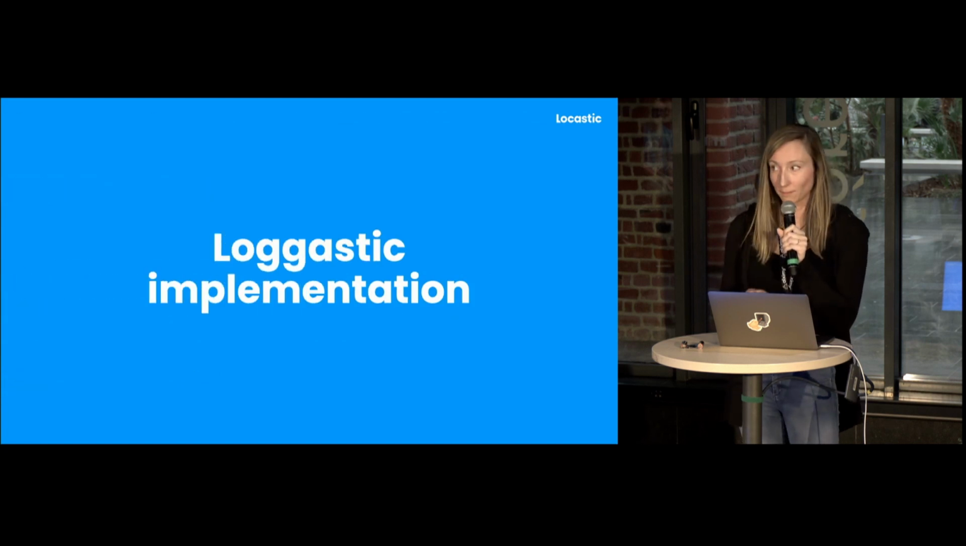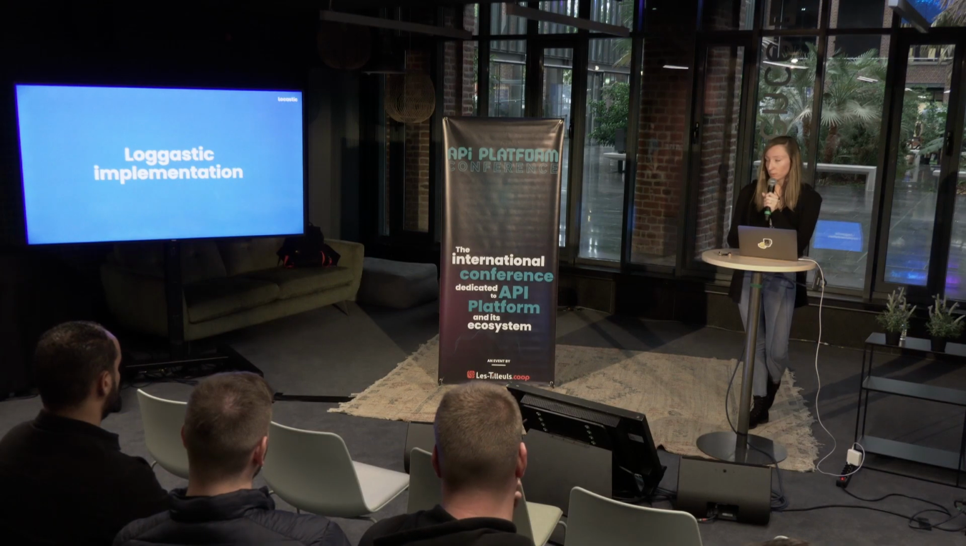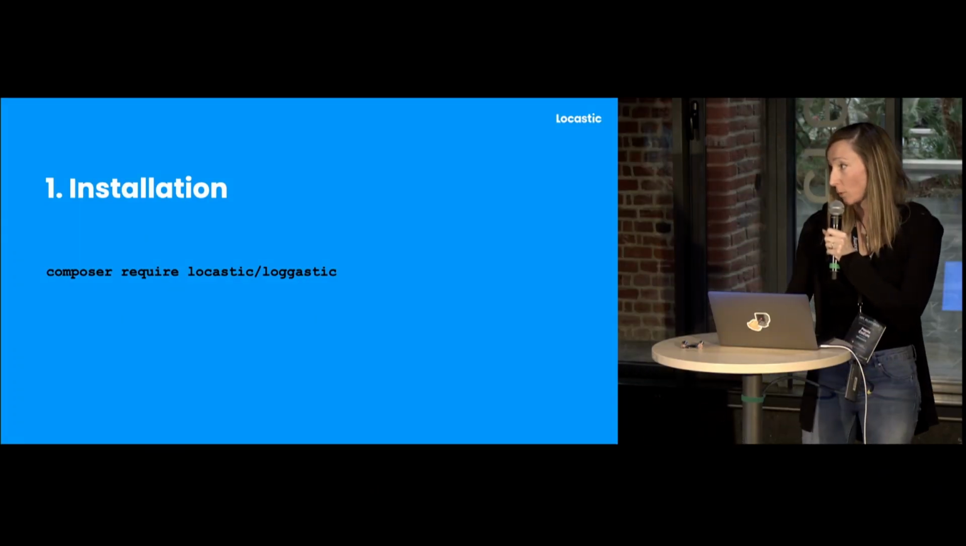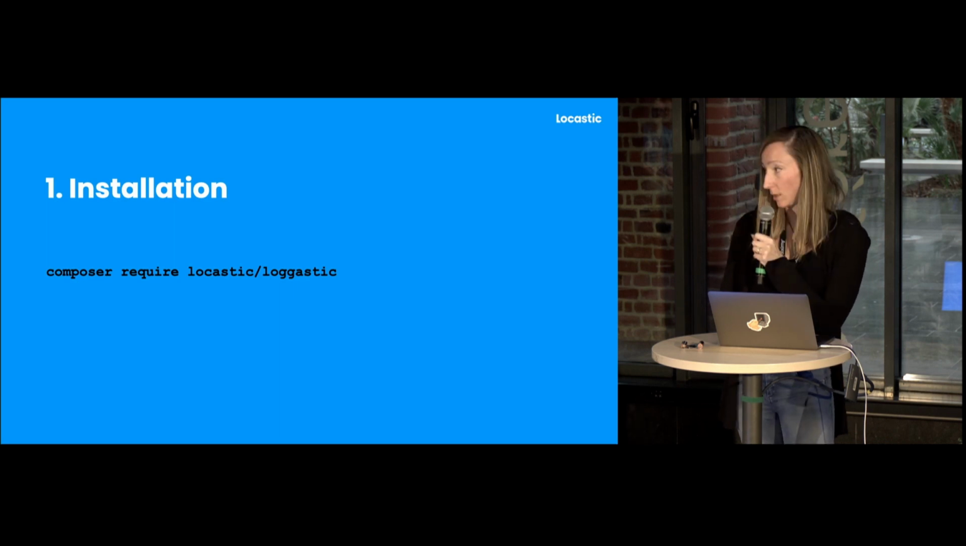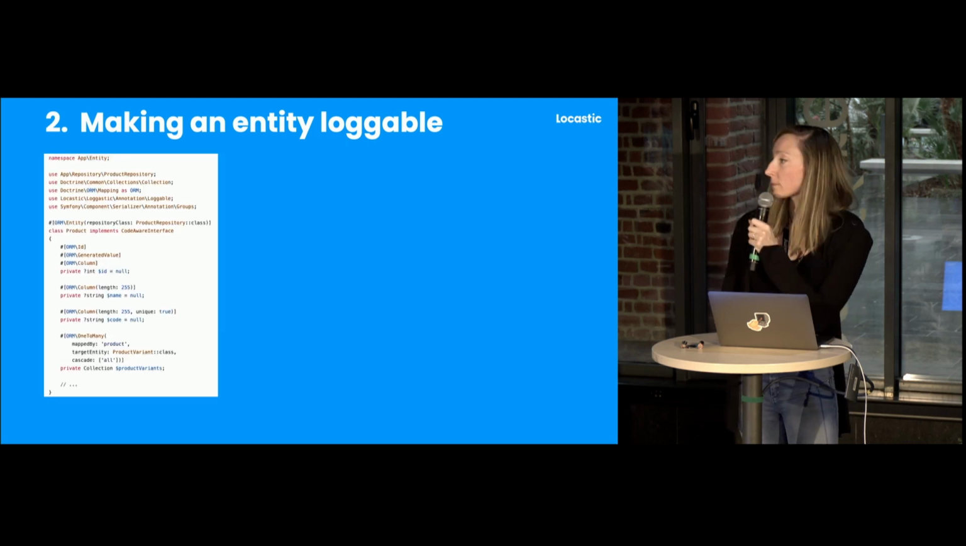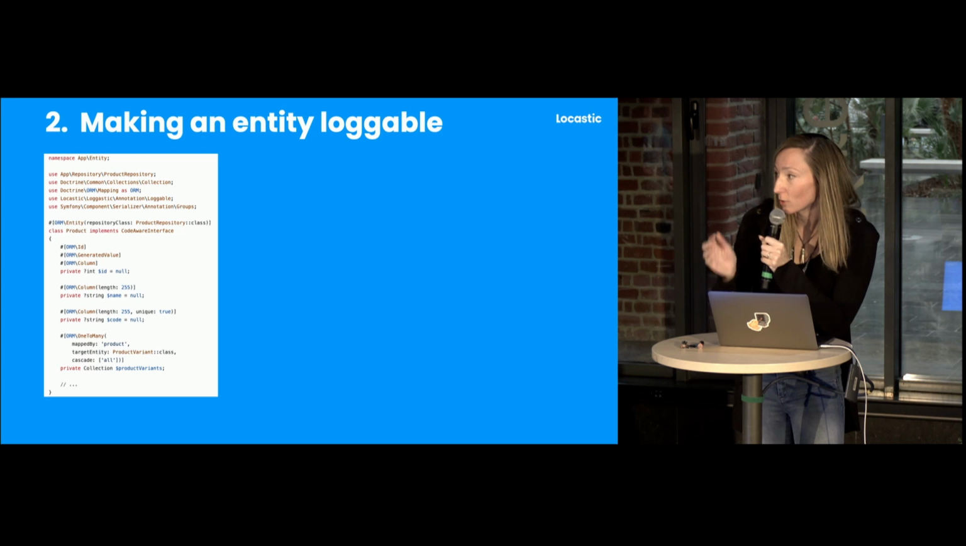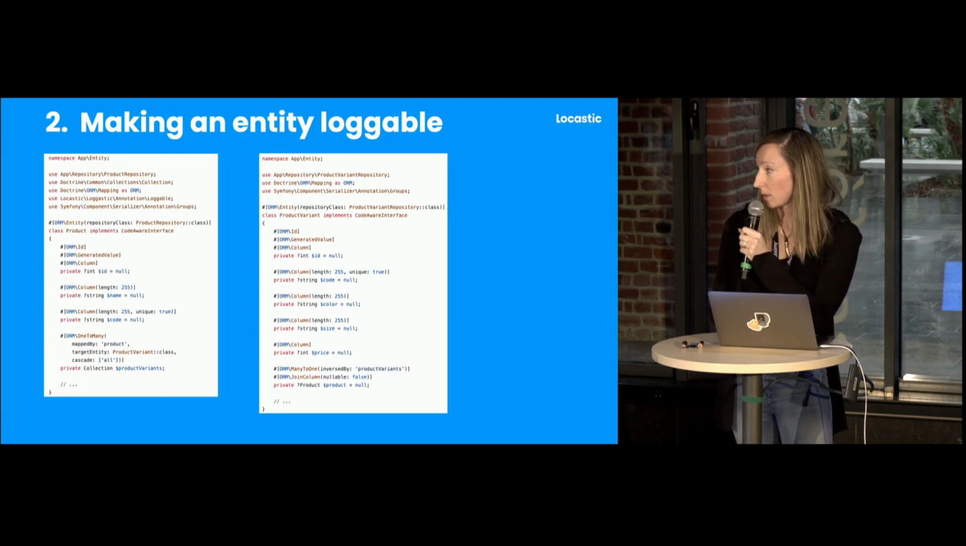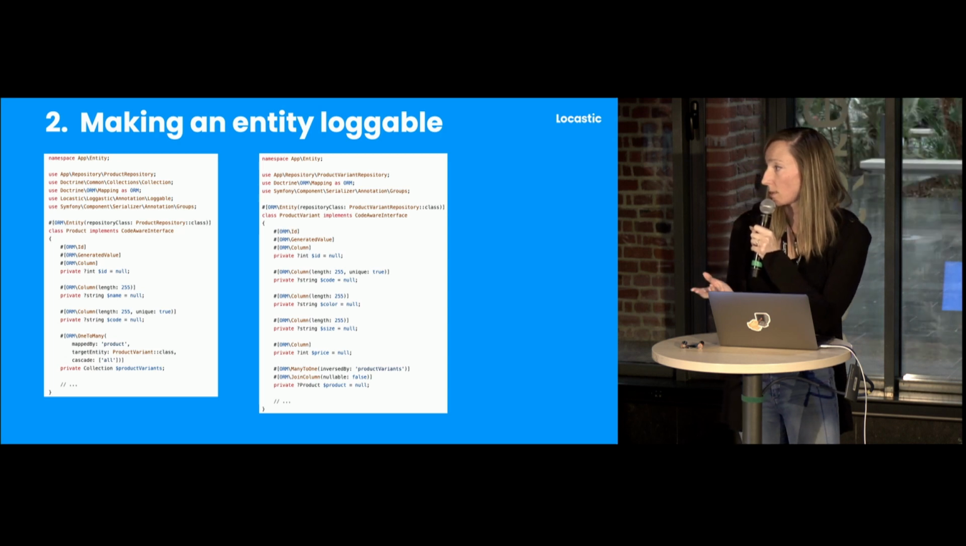Okay, so now that we've seen a short overview of the bundle, we can jump to the implementation. First step is installation. So we just run composer require logcastic, and we have our bundle installed. Second step is to make the entity loggable. Here, I'm not sure if you can see the code, it's a bit small. Here you have a product entity. It has a few fields like code, name, and there's a collection of product variants. And the product variant looks something like this. It has a code, color, size, and price.